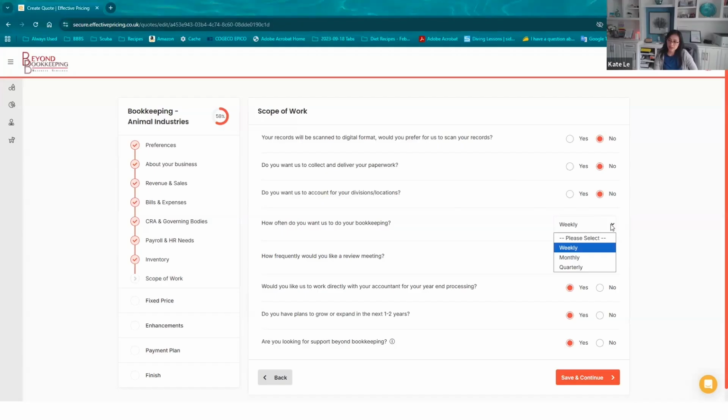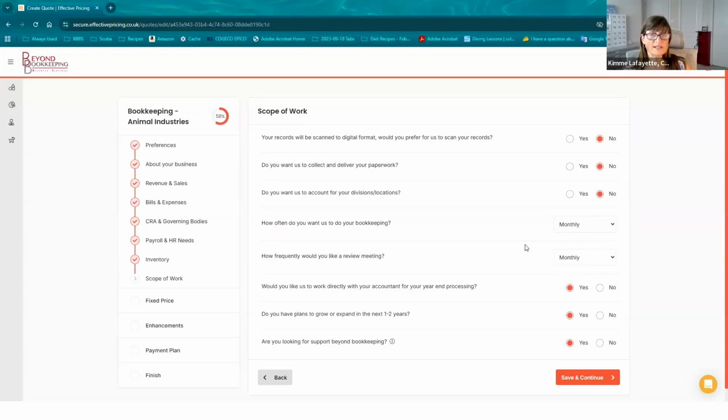Monthly would be good. I'm trying to expand, so I'd like to see the financials monthly. Okay, awesome. That's pretty standard. It's really only large companies that need weekly numbers, and then really small ones that need quarterly. So I think monthly is a good fit for you.